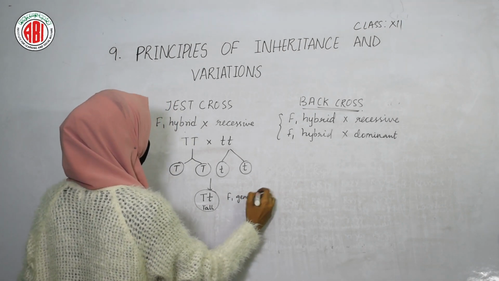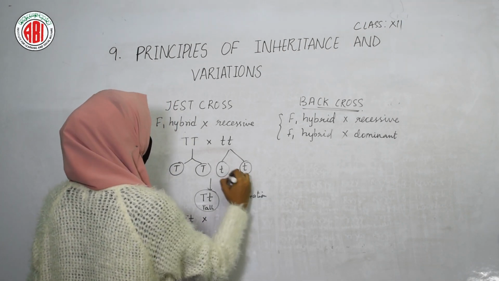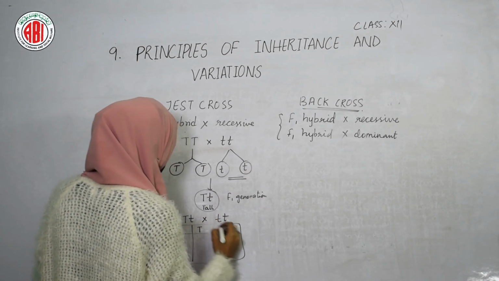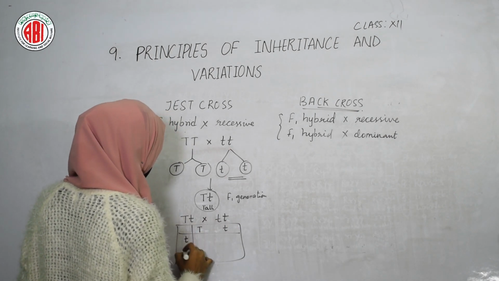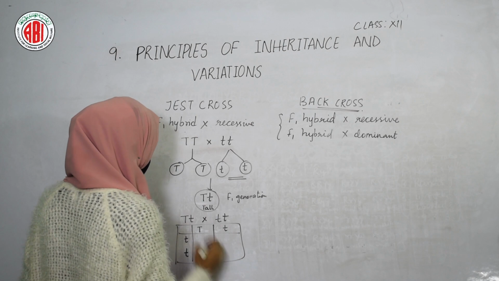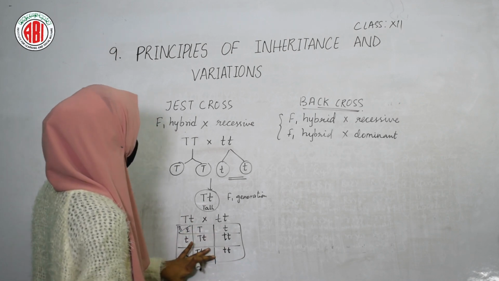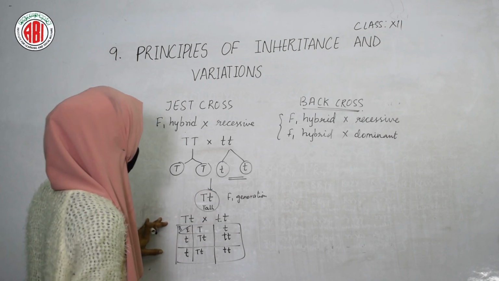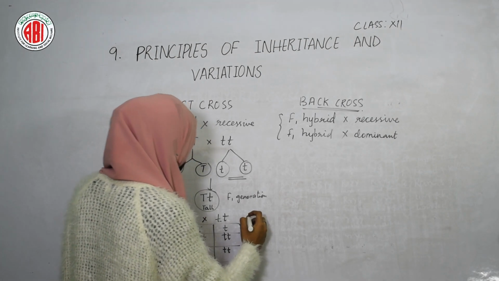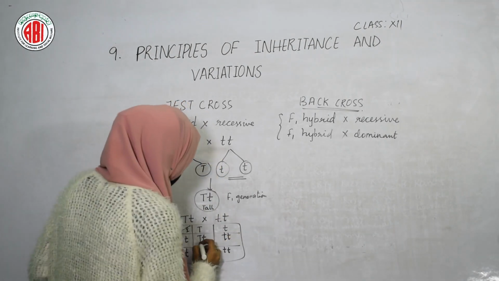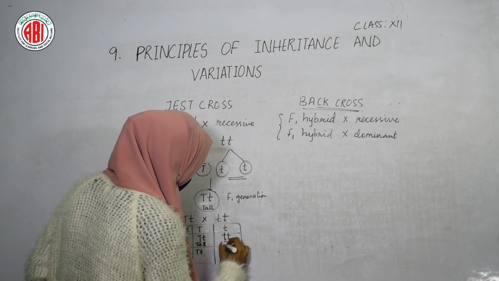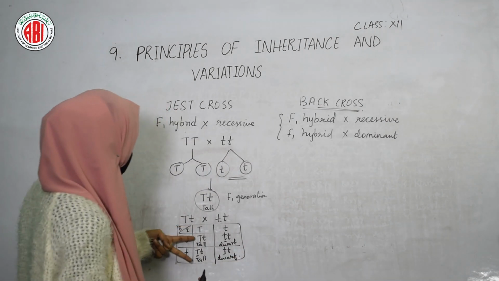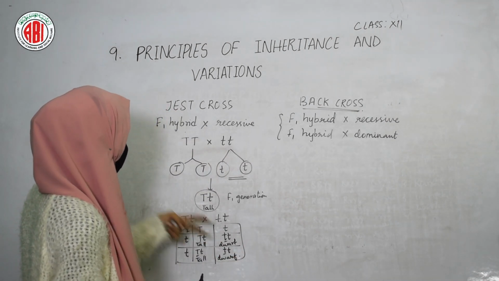Now when this F1 hybrid is crossed with the recessive parent, the gametes formed are capital T, small t, and small t, small t. These are the offsprings that are produced by crossing the F1 hybrid with the recessive parent. Let us see the phenotypic and genotypic ratio of this test cross. Here capital T is for tall and small t is for dwarf. Two plants are expressing the dominant character and two are expressing the recessive one.